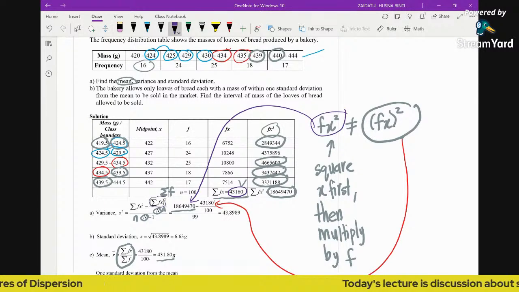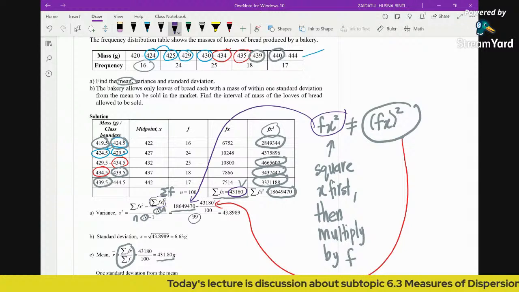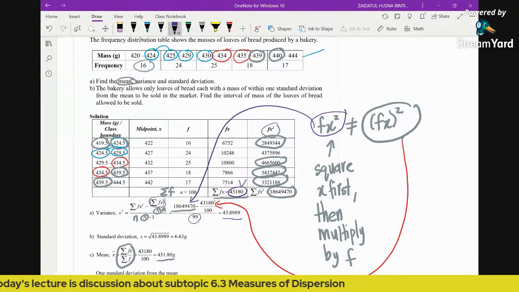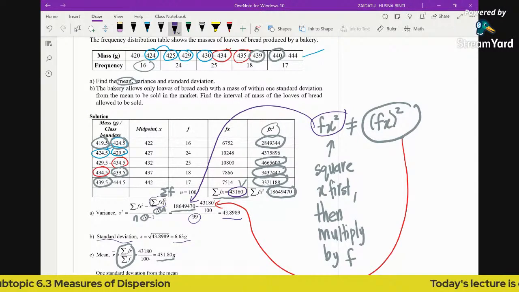Then we substitute into the formula, divided by n, which is 100, then n minus 1, here 99. So you will get the variance. Now looking for the standard deviation, we find the square root of it, so we will get 6.63.